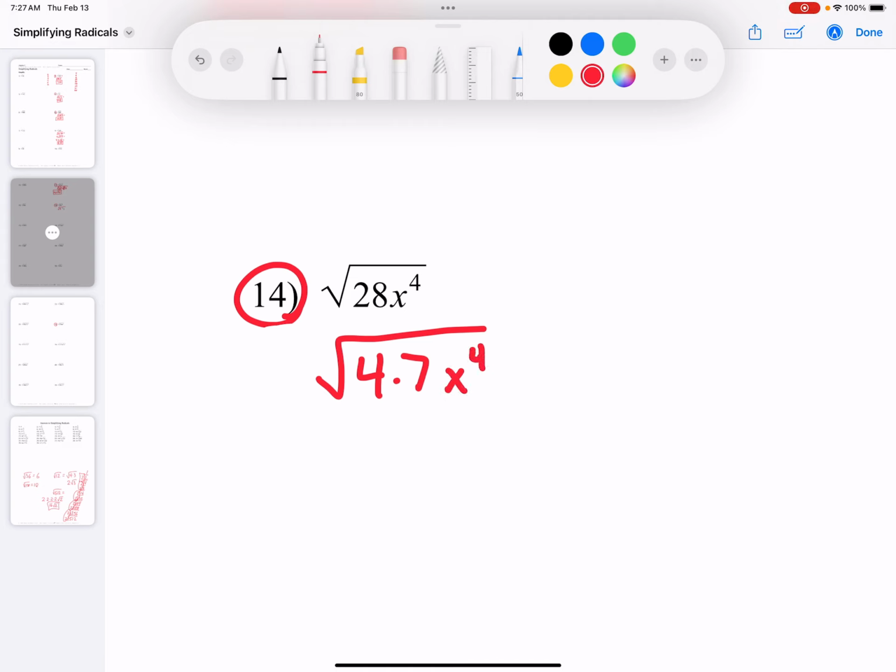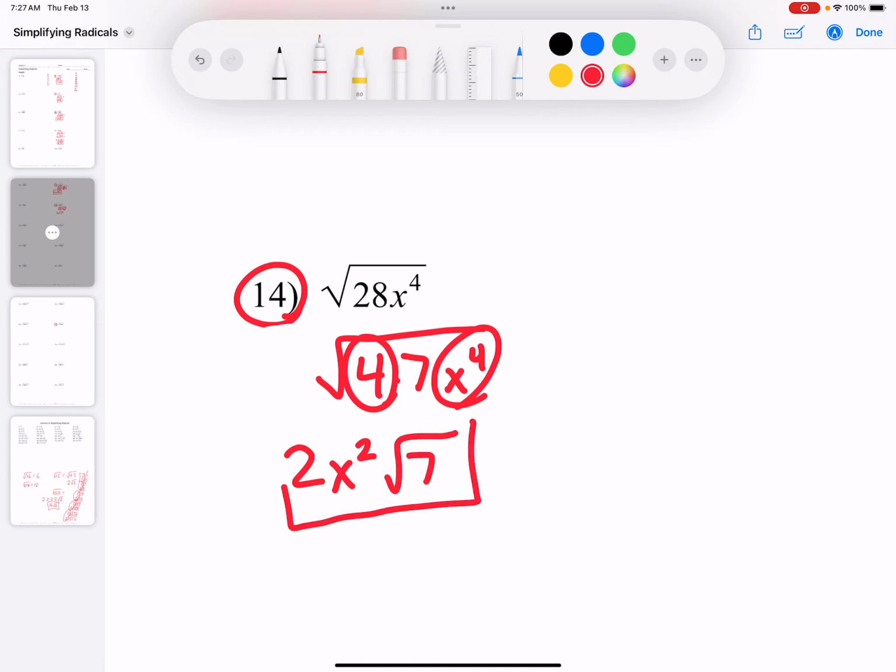And we're going to leave x to the fourth because we just want it to be even. Since it's already even, we're not going to mess with it. The square root of 4 is 2. So I'm taking the square root of these two. And the square root of x to the fourth is x to the second. So you just do 4 divided by 2, and you just write that for the exponent. And then you're left over with 7, and that's it.